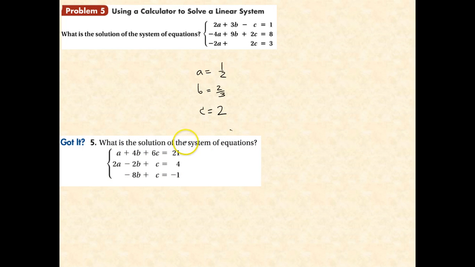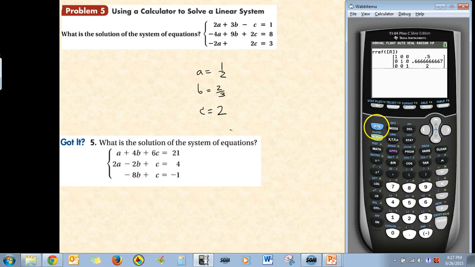Grab a calculator and see if you can. Okay, so I am going to go back to second matrix. Edit. I'm going to go ahead and just edit matrix A to have my new values in it. So I've got a 1 there, a 4 there, a 6, and a 21. Then I've got a 2, a -2, a 1, a 4.